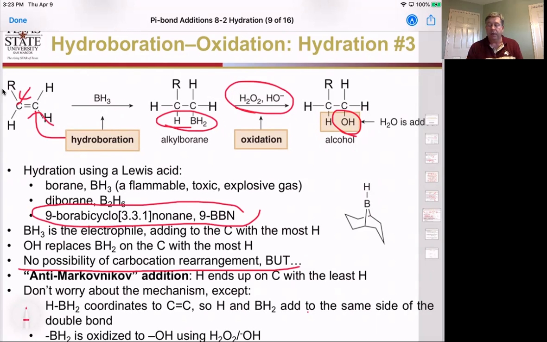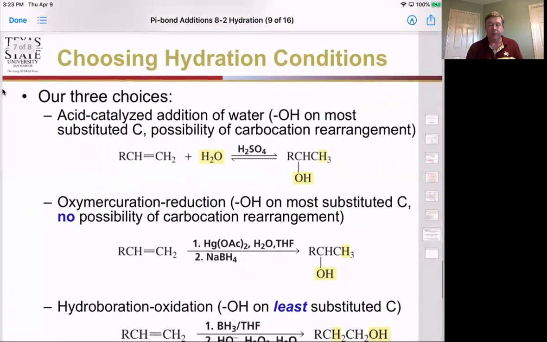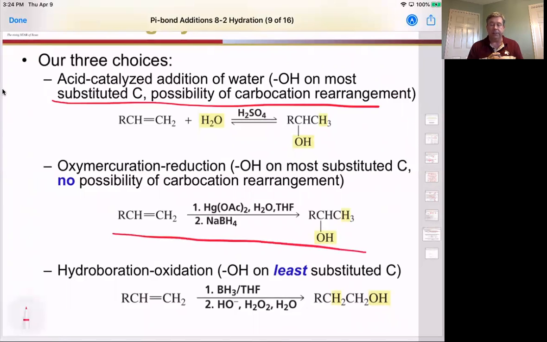Okay. So the key here is that it forms the anti-Markovnikov product because it gives us our alcohol on the least substituted side. So what does this mean for us? It means if we want the most substituted alcohol, like a tertiary alcohol, we can go with this acid catalyzed addition of water. If we wanted to make sure we didn't get a rearrangement, we can use this oxymercuration-demercuration. And if we want the least substituted alcohol, we can use this borane.